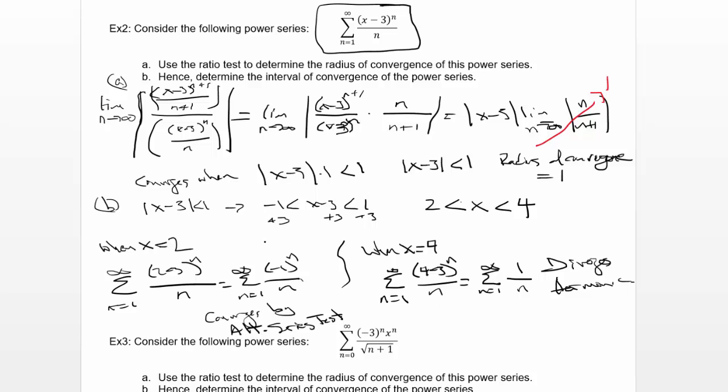Put these together, what does this say? This says that since this converges when x equals 2, that means that in my interval, x could definitely be 2 because it converges at 2. It does not converge at 4. So in the end, I know that the interval of convergence is 2 is less than or equal to x is less than 4. Or in our interval notation, a closed bracket at 2 and an open bracket at 4.